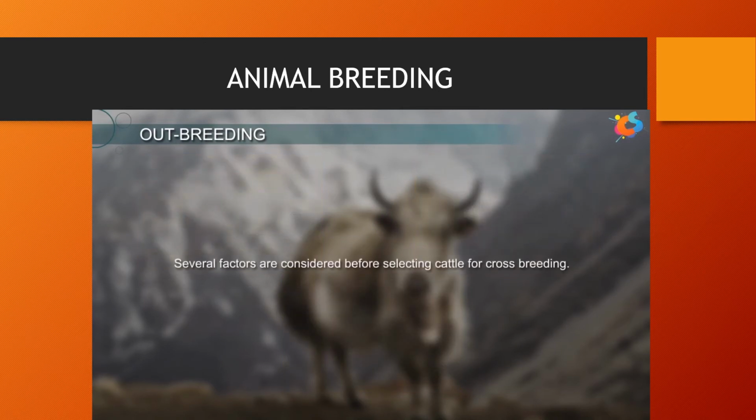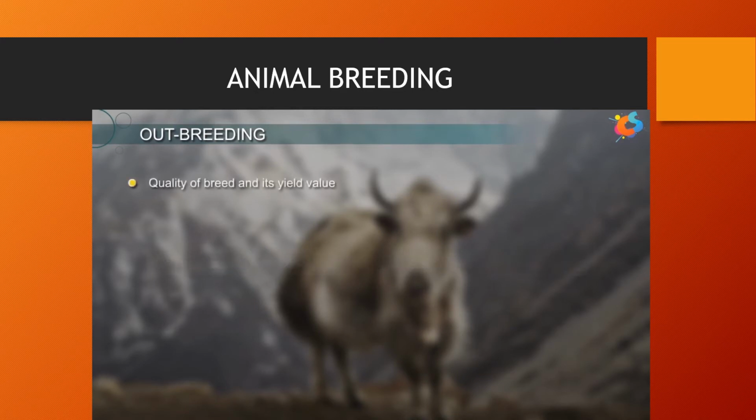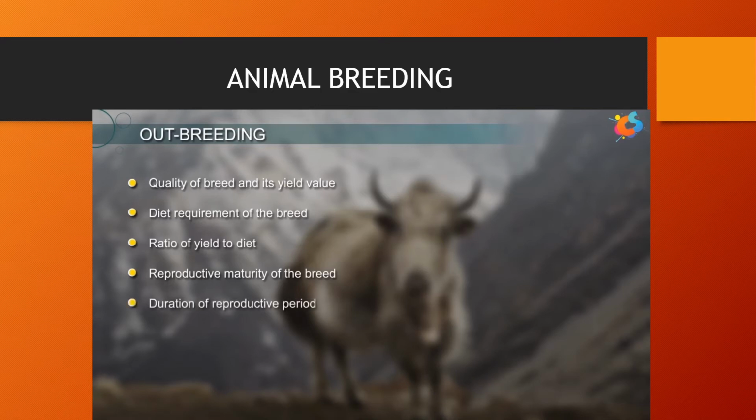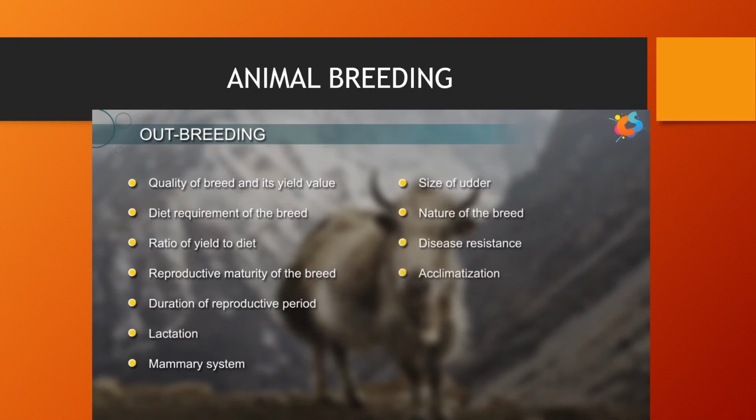Several factors are considered before selecting cattle for crossbreeding. Some of these are as follows: quality of breed and its yield value, diet requirement of the breed, ratio of yield to diet, reproductive maturity of the breed, duration of reproductive period, lactation, mammary system, size of udder, nature of the breed, disease resistance, acclimatization, vigor and vitality, capacity to work.